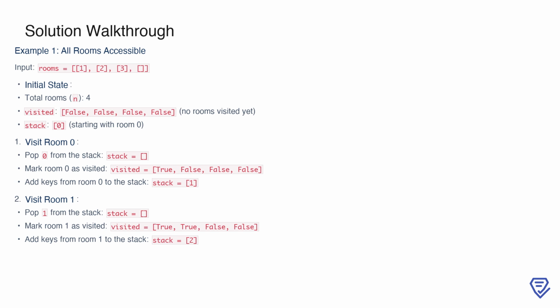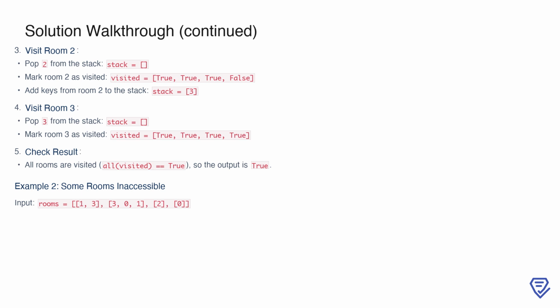First, we visit room 0 by popping it from the stack, leaving the stack empty. We then mark room 0 as visited, updating visited to [true, false, false, false]. Room 0 contains a key to room 1, so we add it to the stack, making stack equals [1]. Next, we move to room 1 by popping it from the stack, leaving the stack empty. Room 1 is marked as visited, updating visited to [true, true, false, false]. Room 1 provides a key to room 2, which we add to the stack, resulting in stack equals [2].